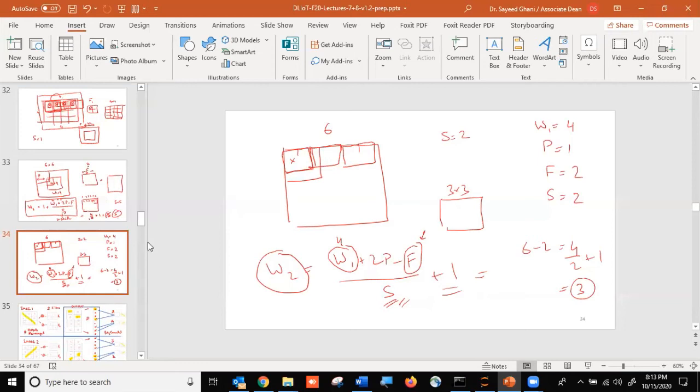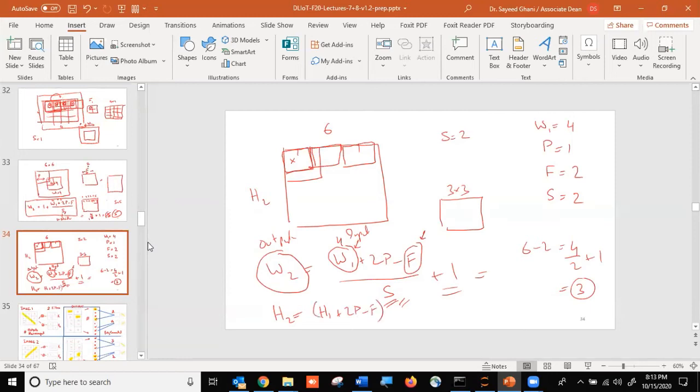For length and width being different, you use the same equation. So you use height. The height of the output is given in terms of the input image. You take the height, WH1, plus the padding, minus the filter size.